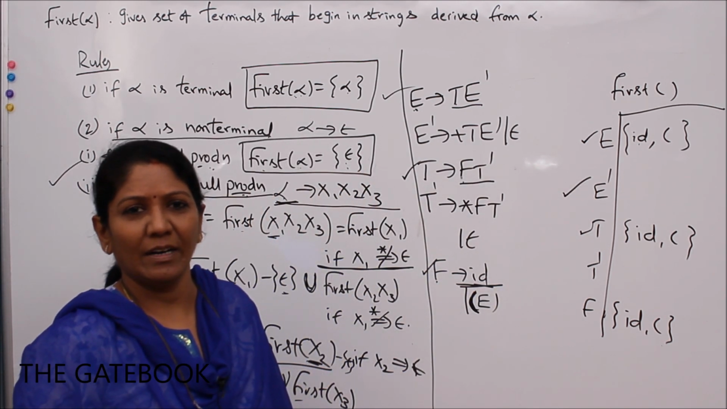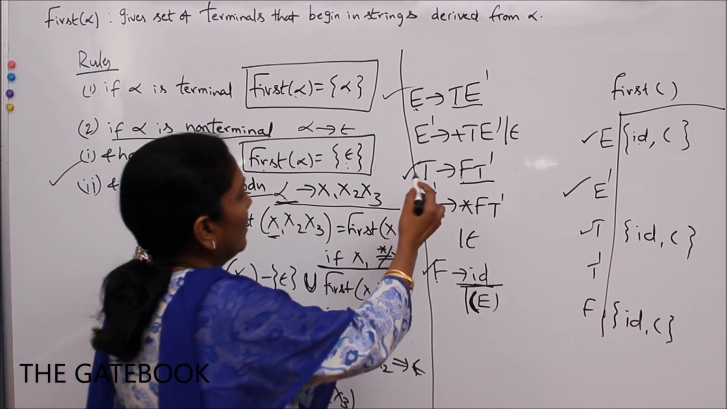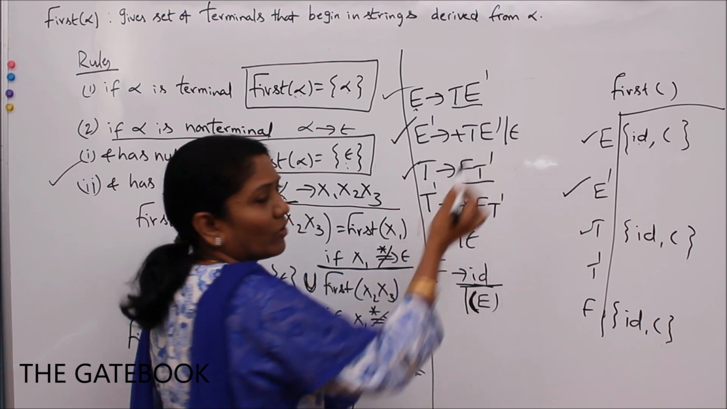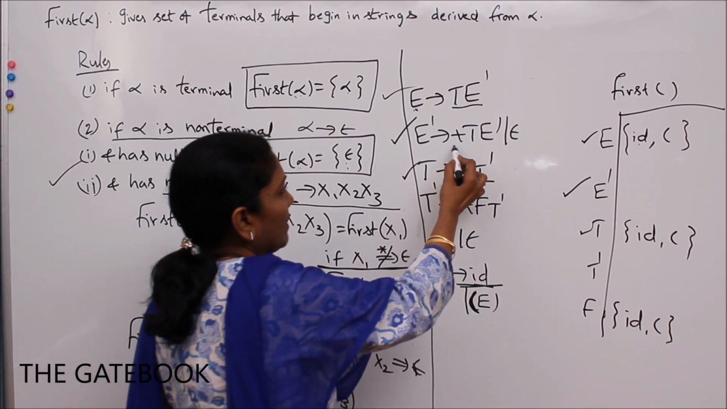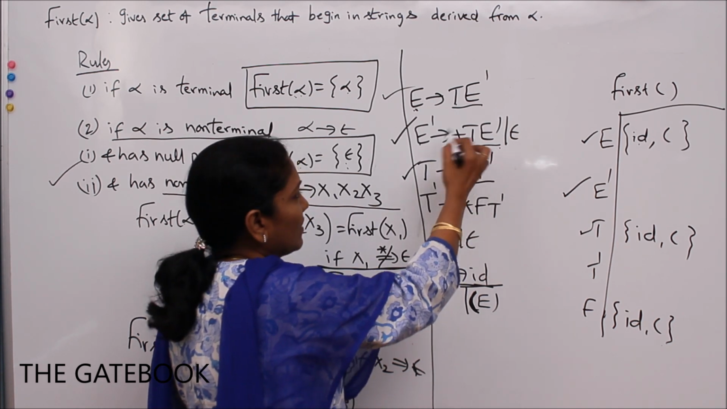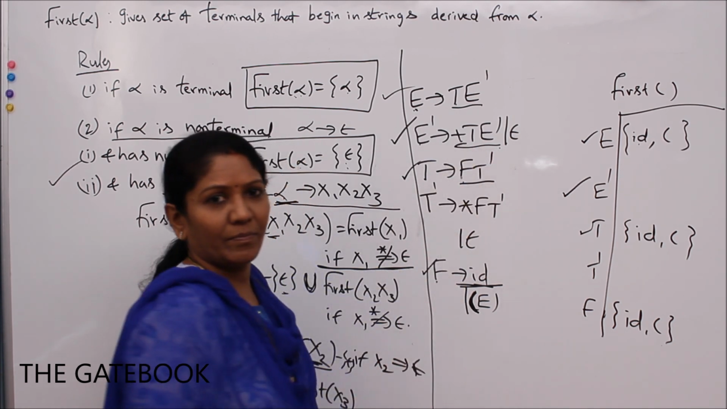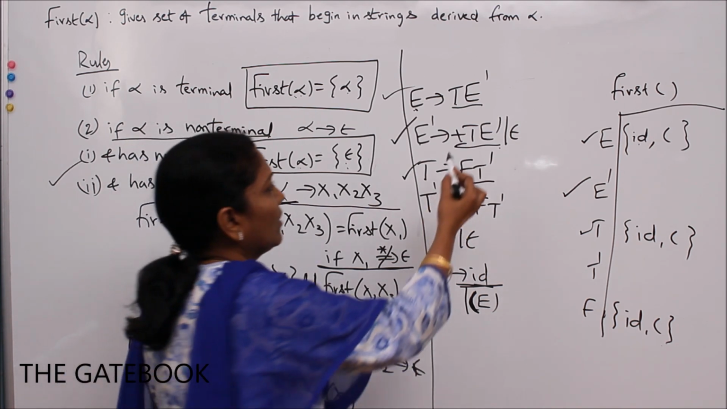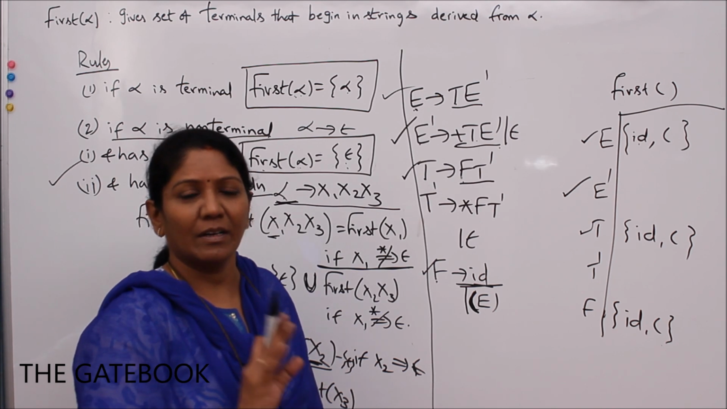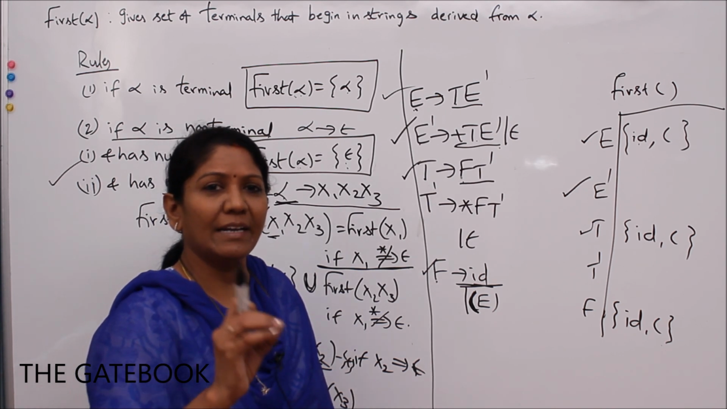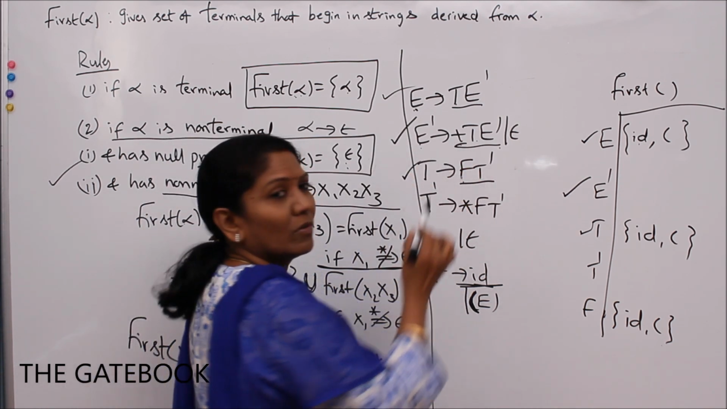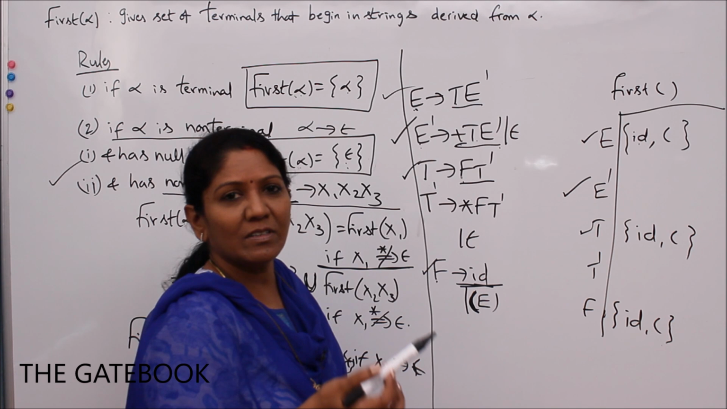Take the rule for E dash and apply the rules. What is the production for E dash? E dash is plus T E dash or epsilon. Let me apply for plus T E dash. First of E dash is first of plus T E dash, and first of plus T E dash is first of plus. Since it is a terminal, we need not go to the next non-terminal. It ends there. The recursive rule is applied until it ends with the terminal symbol. So first of E dash is now first of plus T E dash, which is plus.